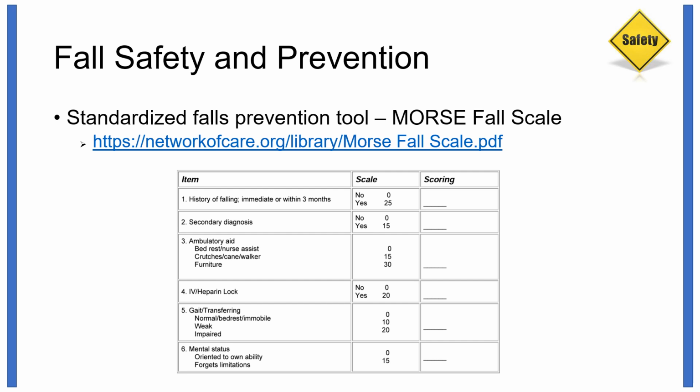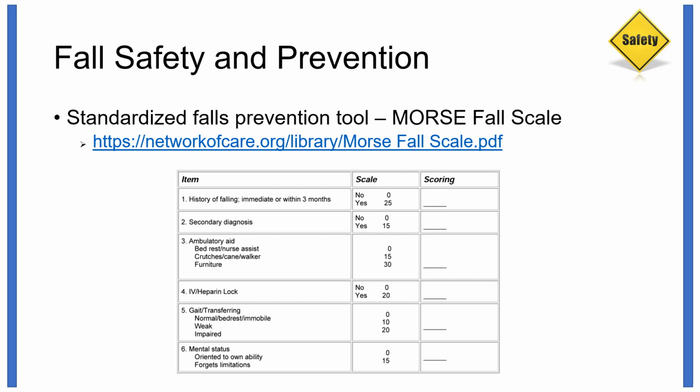One way we can do this is with standardized tools. So if we identify the patients that are high risk, then we can hopefully pay more attention to them. That's the idea. So here you have the Morse fall scale. If you click on that link, it'll take you to the full version where you can read about it. But basically, you're giving them a score based on these things.